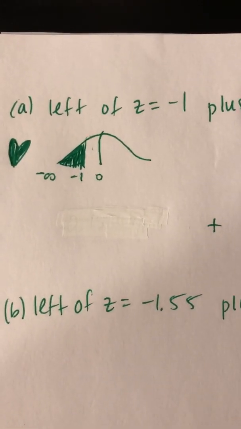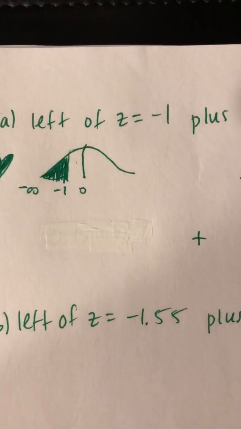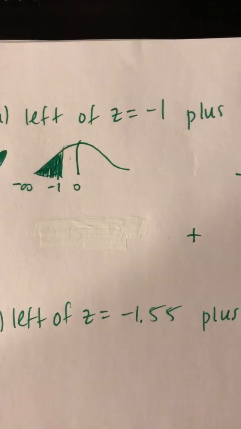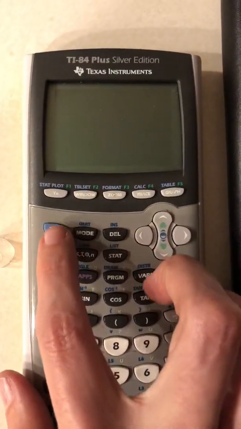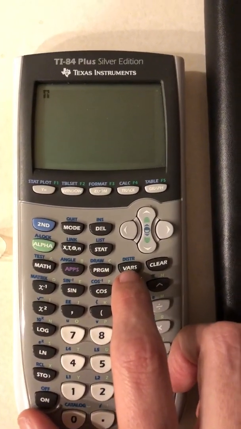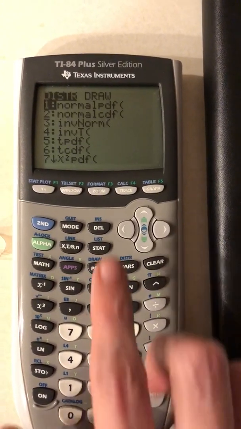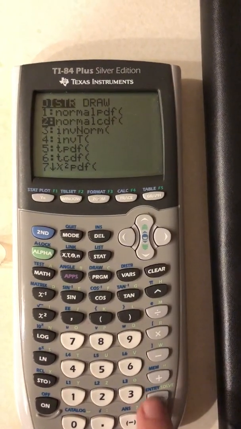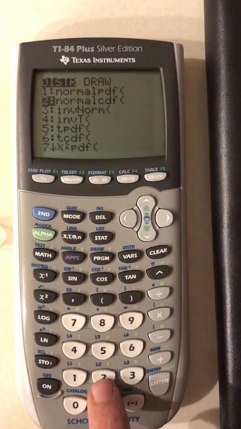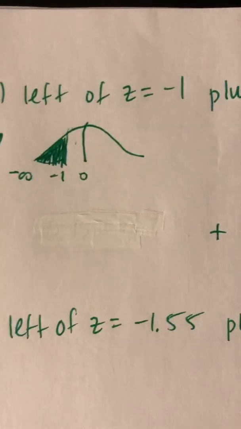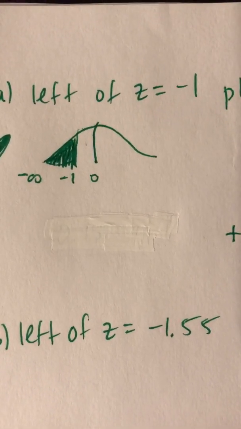If we're looking for the area to the left of z equals -1, we're looking for the area under the curve from -infinity to -1. So to type that into the calculator, first we hit the button that says second, then we hit the button that says VARS or DISTR for distribution. Out of this selection, we want to use the down arrow to highlight the number 2 and then hit enter, or just touch the number 2 out of the numbers in your keypad.